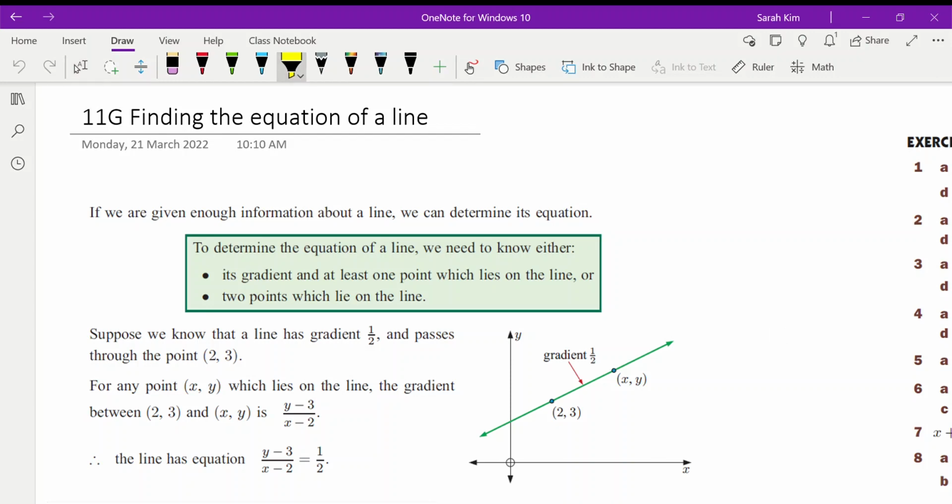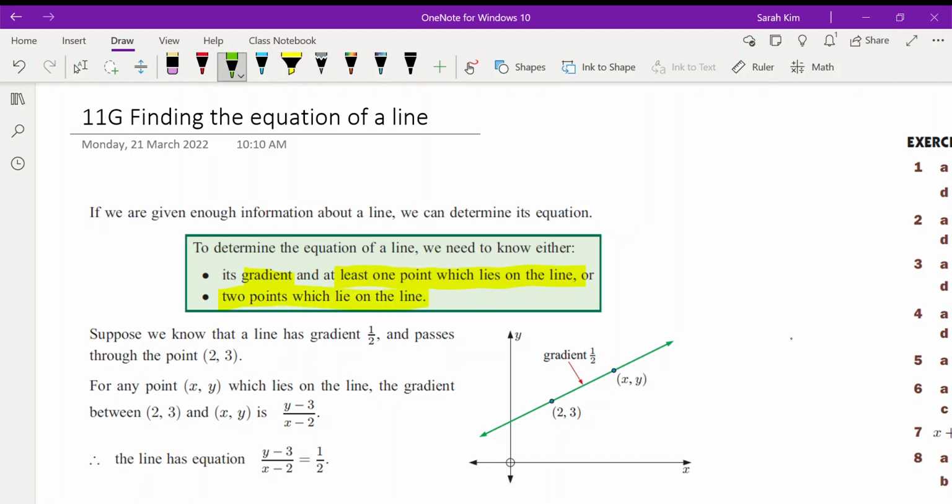So 11G, this is the final concept we're learning, is defining the equation of a line. If we are given enough information about a line, we can actually determine its equation. So have a look at the green box. To determine the equation of a line, we need to know either its gradient and at least 1 point which lies on the line, or 2 points which lie on the line. So that's what we need to know.